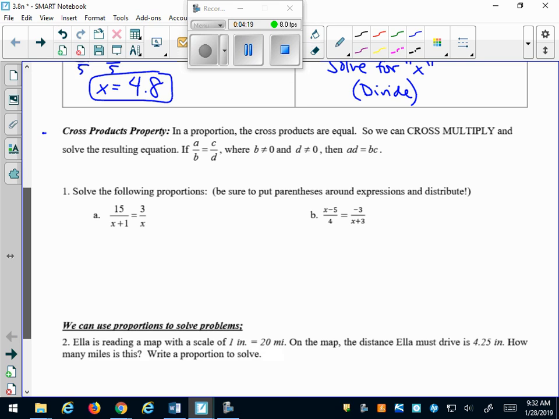Okay, so that's called the cross products property. In a proportion, the cross products are equal, so we cross multiply and solve the resulting equation. This is like A over B, this is the general case, right? A over B equals C over D, where B and D cannot be 0. Why can they not be 0? What they're calling B and D.